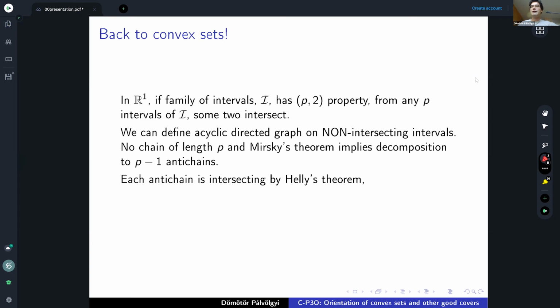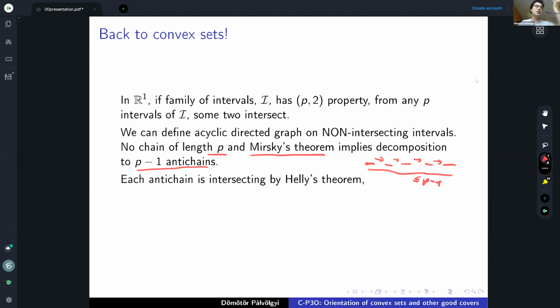Because we know that there is no chain of length P, a chain of length P would mean many intervals after each other such that none of them intersect. So we can't have a chain of length P. That means that any chain is of length at most P minus 1. But then in this poset, we can use Mirsky's theorem to get a decomposition into P minus 1 antichains.